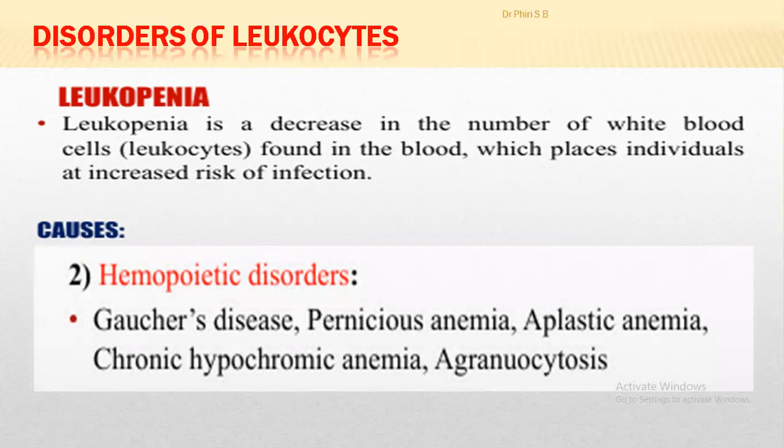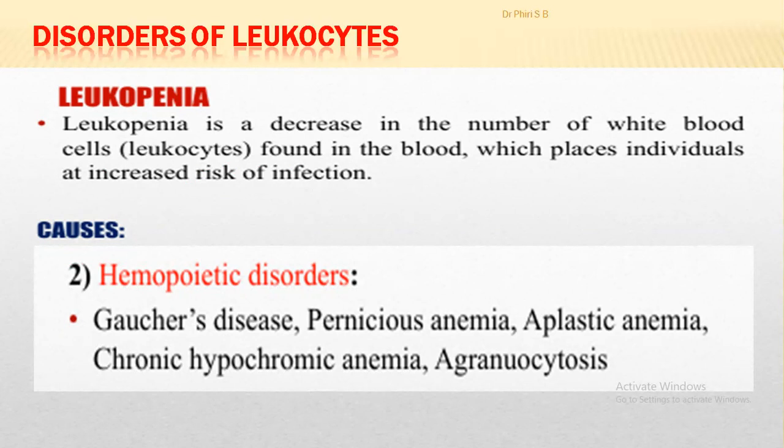Then you can also have hematopoietic disorders that are affecting the bone marrow itself, or the hematopoietic stem cells in the bone marrow. That can result in a decrease in the production of white blood cells. Some of them that can cause a decrease are Gaucher's disease, pernicious anemia, aplastic anemia, chronic hypochromic anemia, agranulocytosis. All these can also cause a decrease in white blood cell counts, leukopenia.